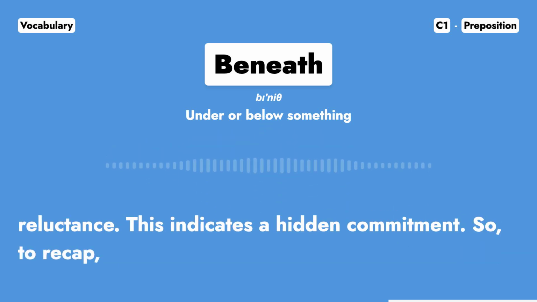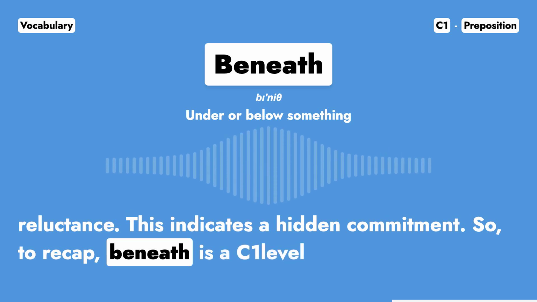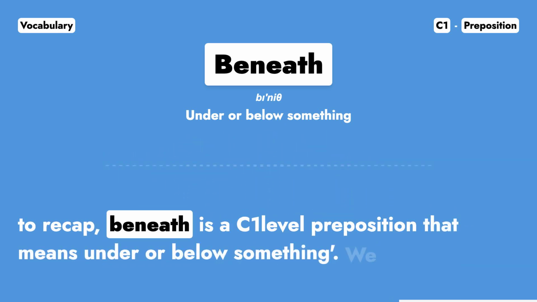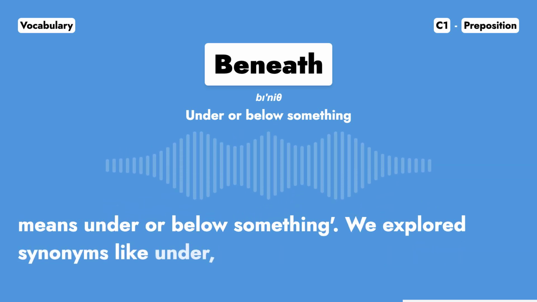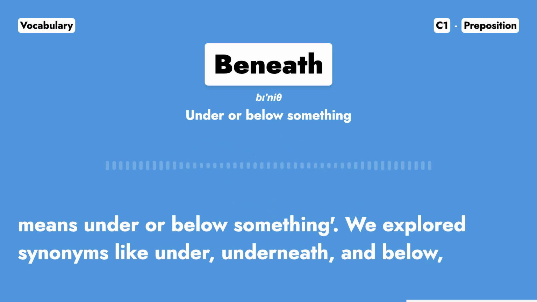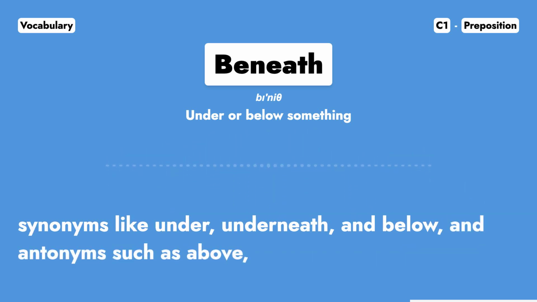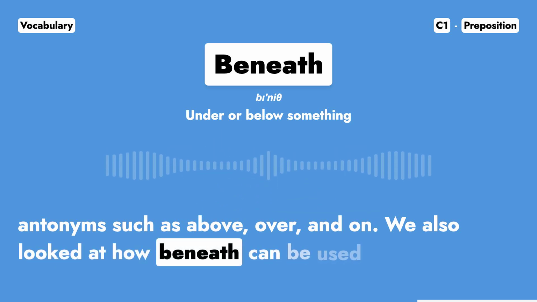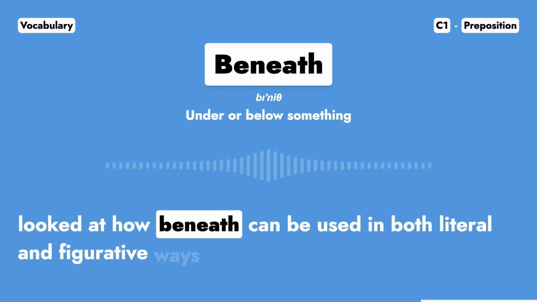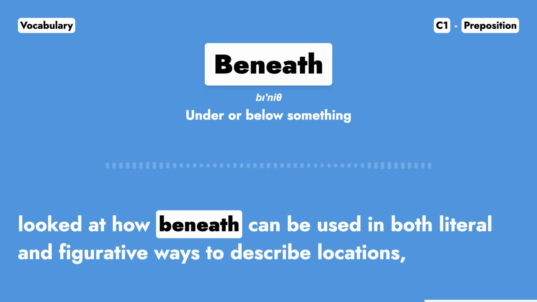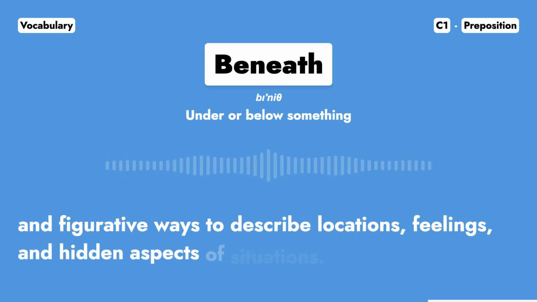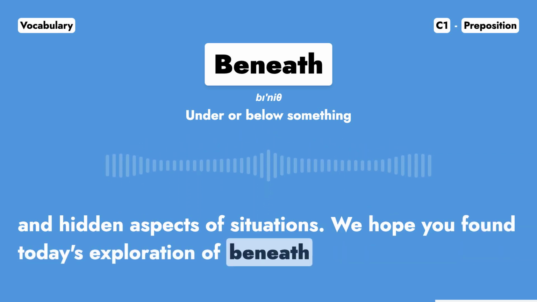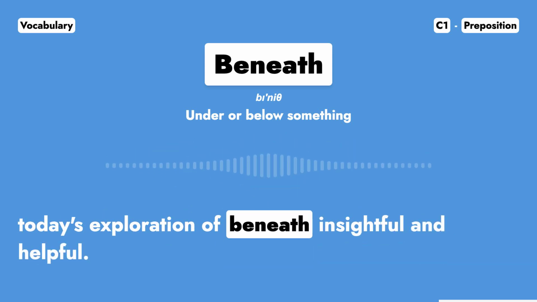So, to recap, beneath is a C1 level preposition that means under or below something. We explored synonyms like under, underneath, and below, and antonyms such as above, over, and on. We also looked at how beneath can be used in both literal and figurative ways to describe locations, feelings, and hidden aspects of situations. We hope you found today's exploration of beneath insightful and helpful.